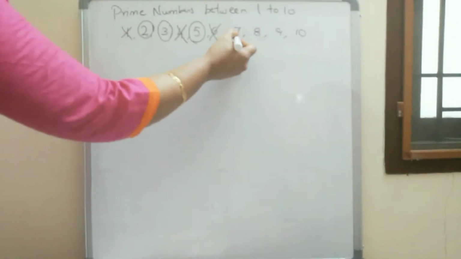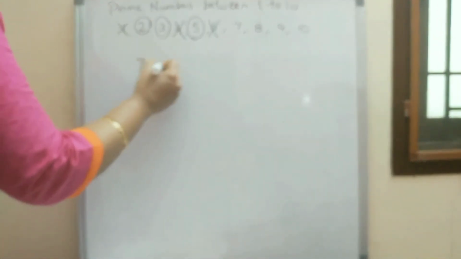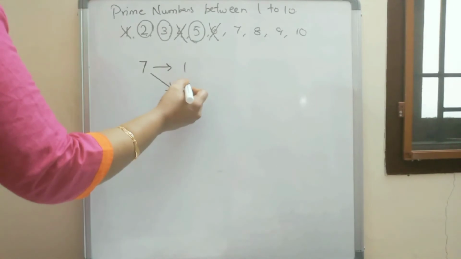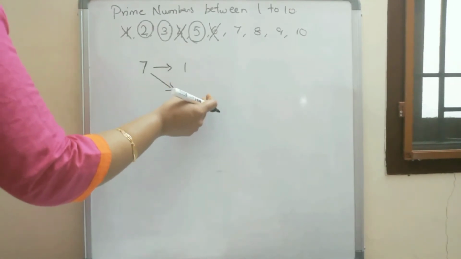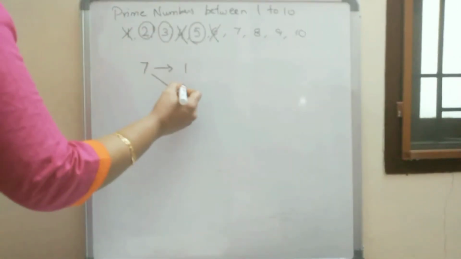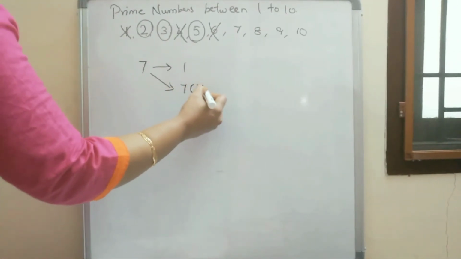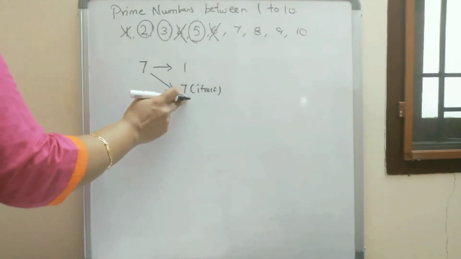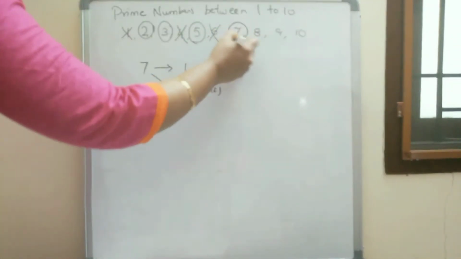Next, we consider the number 7. 7 is divisible by 1. Is 7 divisible by 2, 3, 4, 5, 6? No, it is not divisible by those numbers. It is divisible by 7 itself. That is, 7 has only 2 factors. So, it is a prime number.